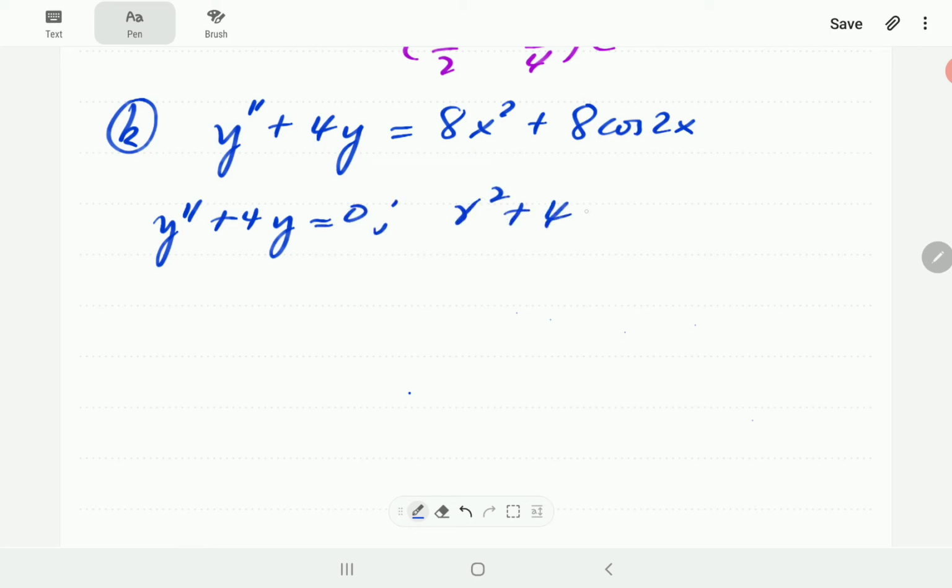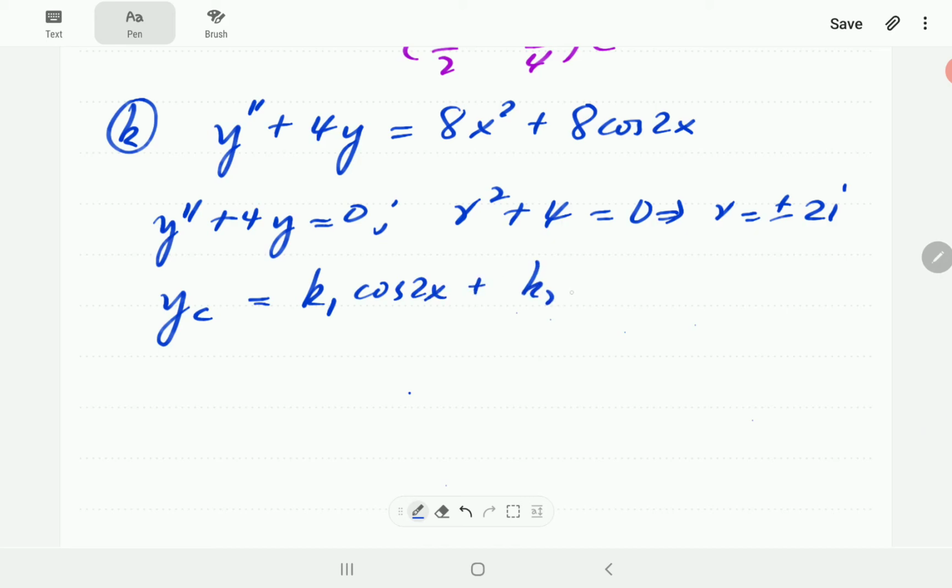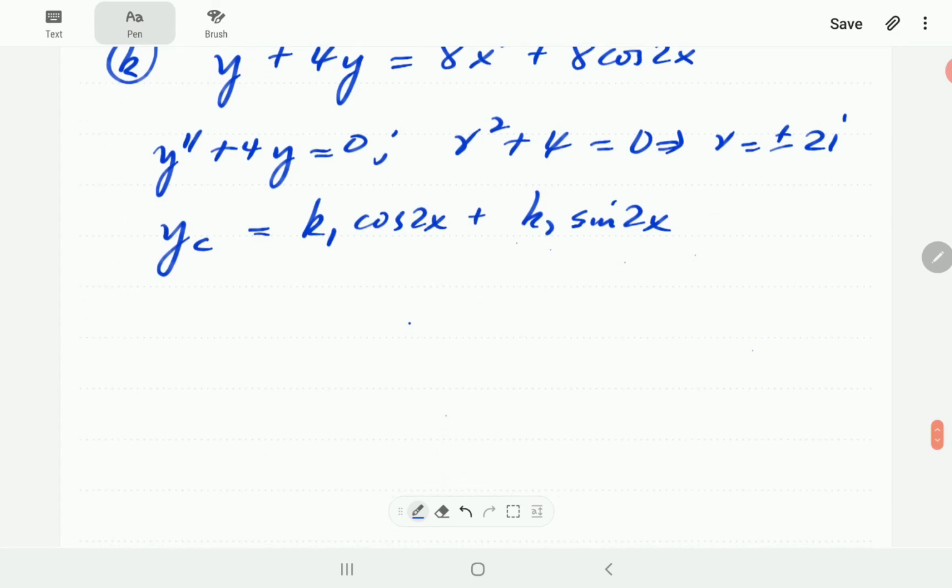The auxiliary equation of it is r squared plus 4 equal to 0. So we've got r equal to plus or minus 2i. So the complementary solution is going to be k1 cosine 2x plus k2 sine 2x.